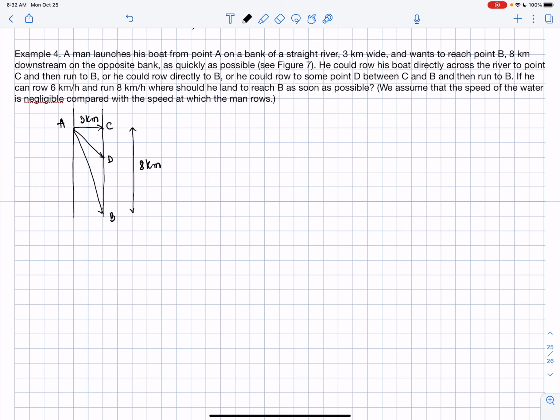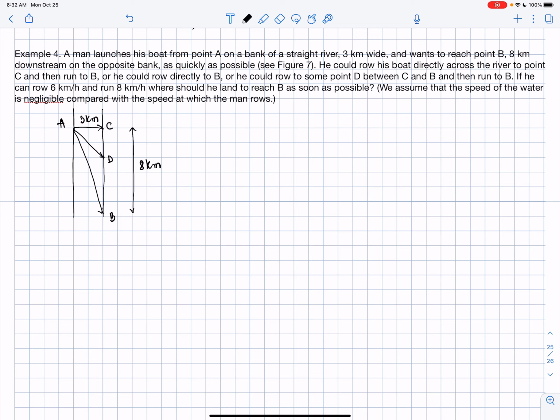He could row his boat directly across the river to point C, then run to B, or he could row directly to B, or he could row to some point D between C and B, and then run to B. If he can row 6 kilometers per hour and run 8 kilometers per hour, where should he land to reach B as soon as possible?